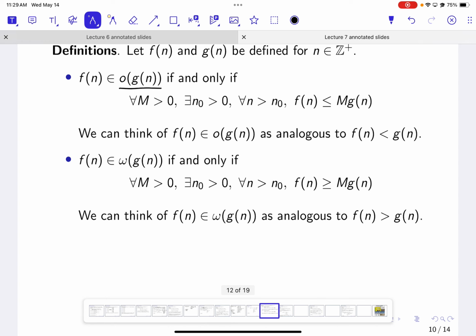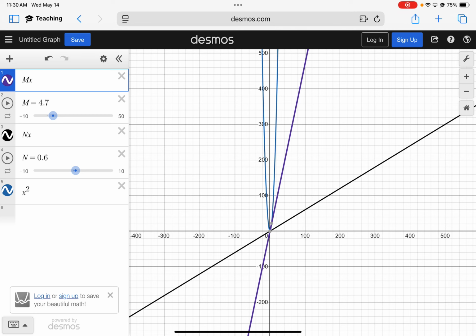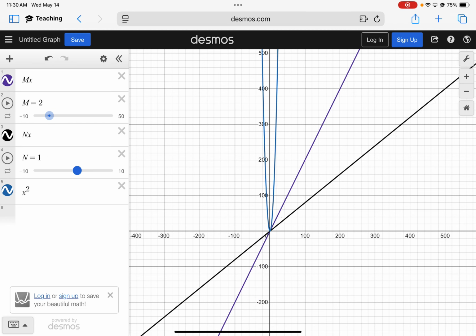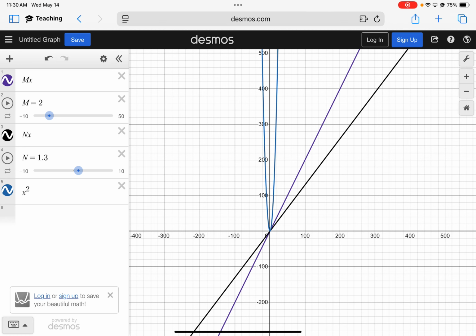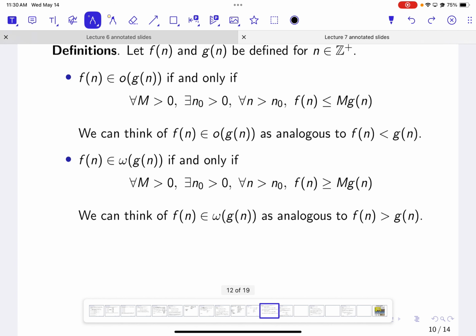The set little o of g of n is the set of all functions that grow way slower than g of n. Big theta of x, which contains all of the functions that grow at roughly the same rate as x, would contain both of those functions no matter what you set m and n to, but it would not contain x squared. Anyway, let's talk about the definitions.